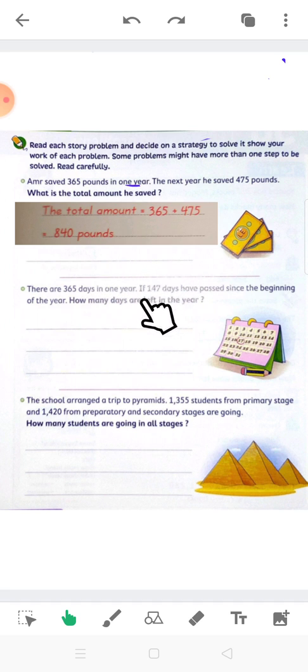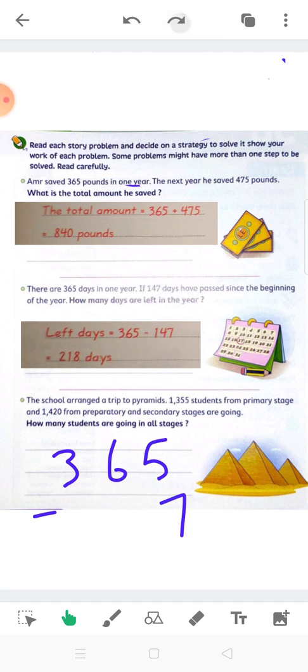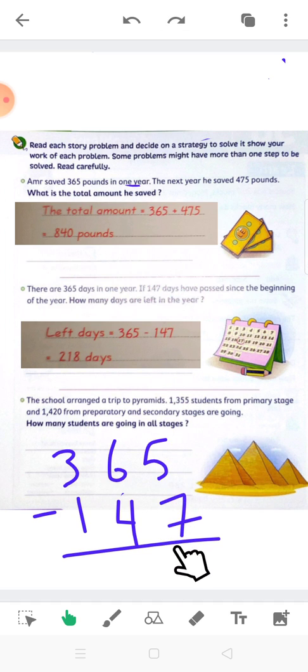Take these numbers and write it down. But make sure we have minus. The bigger number comes first. So 365, this is the first number, minus 147. Let's see. We have sleepy numbers. What do we do? We make a draft. Write the numbers under each other and make another draft. Okay? We start from the ones place. This is ones, tens, and hundreds.